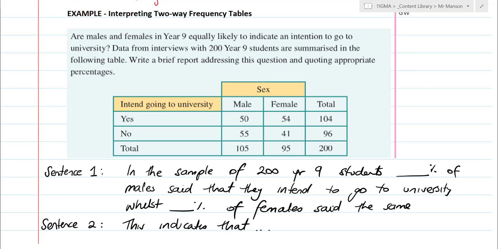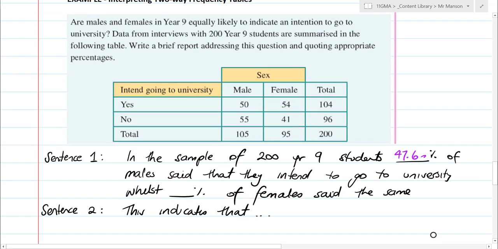Did anybody calculate this? 47.6? 47.6 what? Did you do 2 decimal places for me? 47.62%. And females? 0.84. So in this case, would we say that indicates an association? Give or take, I think I'd probably go towards an association, but only just.